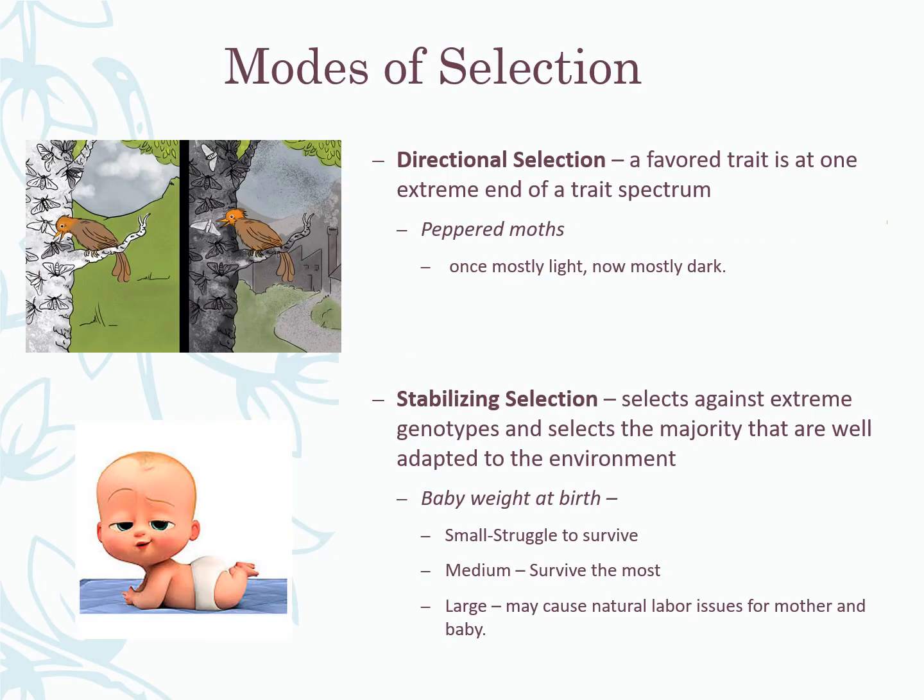So, of the modes of selection, the first one is directional selection, where a favored trait is at one extreme end of a trait spectrum. An example of this is peppered moths. Peppered moths are a moth species that have a range of colorations, from white to medium colored because it's got some speckles or pepper flakes on it, to very dark with a lot of pepper flakes on it. Moths are just like humans, and as humans have a broad spectrum of skin colors in their genes, so do the moths.